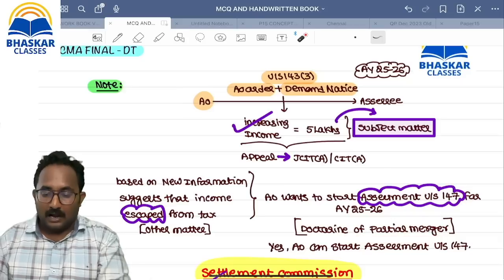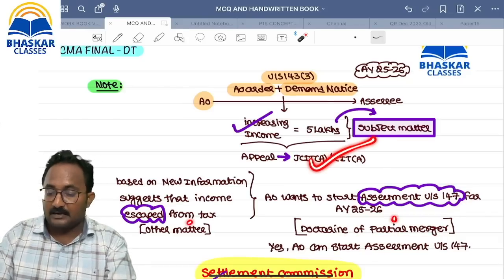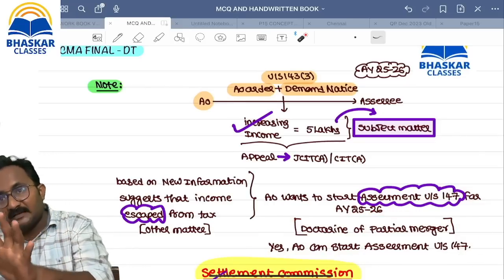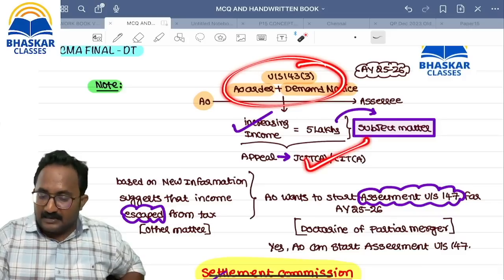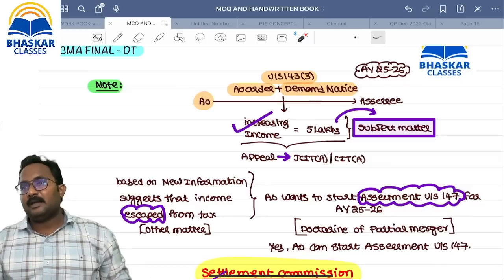So the subject matter is already pending in the appellate authorities. Because of the other matter, we can start the assessment. Because 147 is nothing but partial merger. Even though the already completed assessment's subject matter is pending, based on new information, we can start the income escapement assessment.